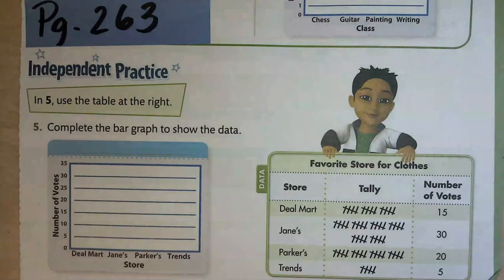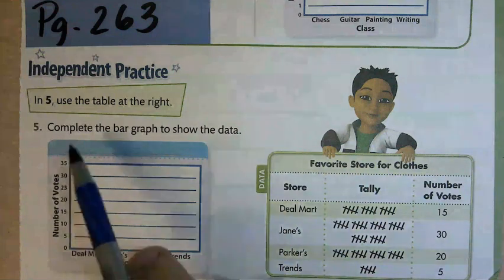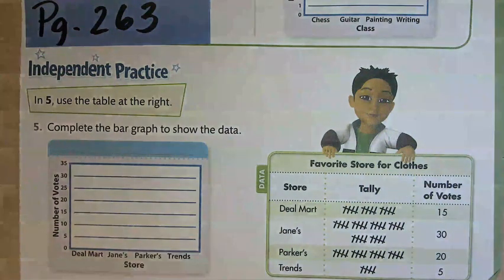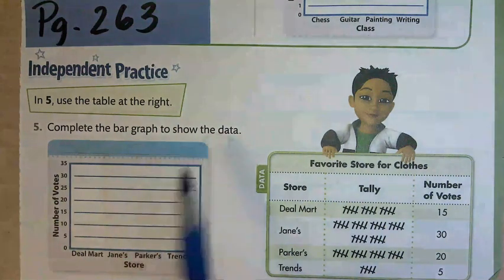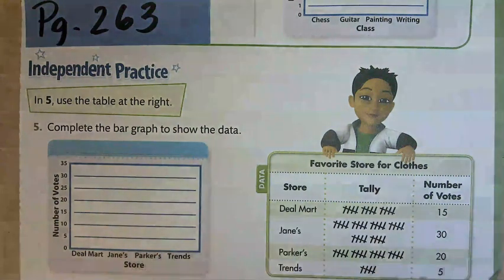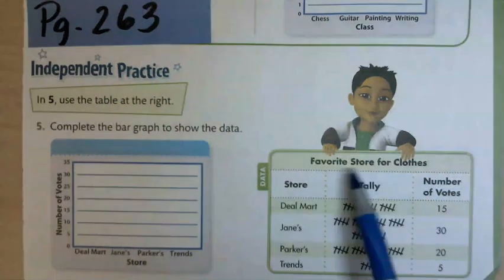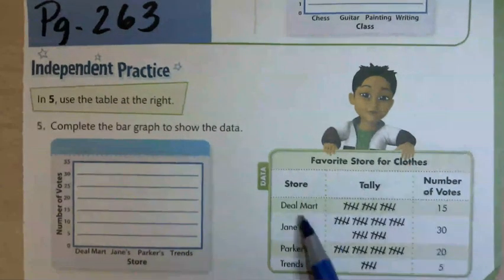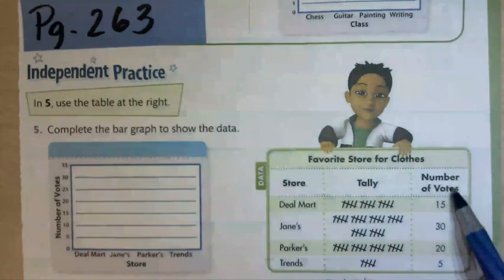So here we are on page 263. We're going to skip the top right now. I want you to come down here to number 5 with me. All right. Number 5 says, complete the bar graph to show the data. So here's our data over here. And we've got a lot of different pieces of information inside of our data chart. All right. The favorite store for clothes. We've got our different stores. We have the number of tallies, which is the number of votes.